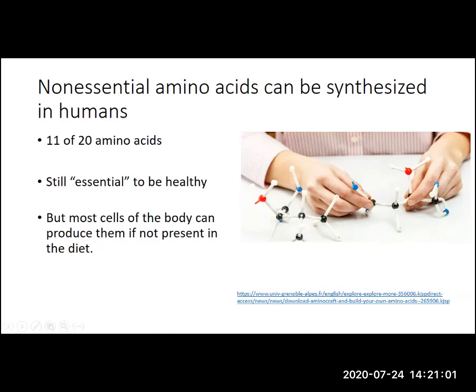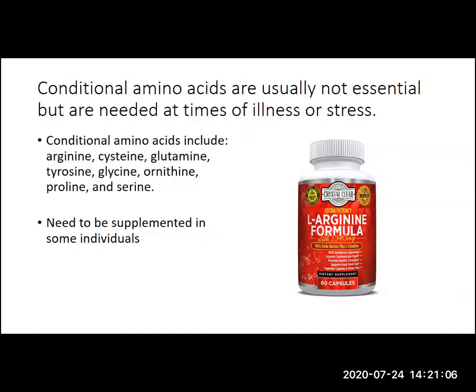So if we take a look at this, again, we've got the essential amino acids, the non-essential amino acids, but there are also going to be some that are referred to as conditional amino acids. So conditional amino acids are usually not essential. Basically it means that the body can build them if it needs to. But during periods of stress or during periods of illness, you may not be able to produce enough of these amino acids during the time period that you need.